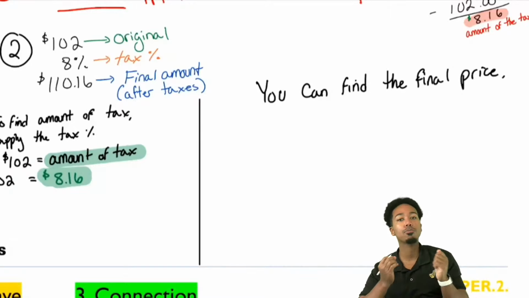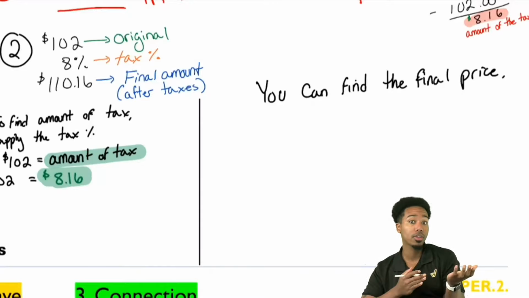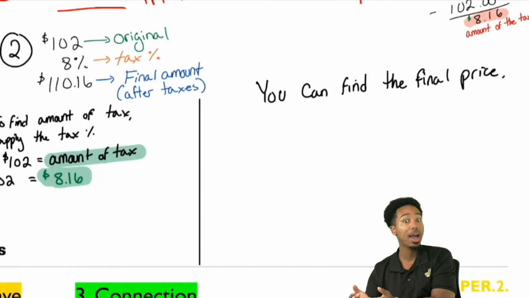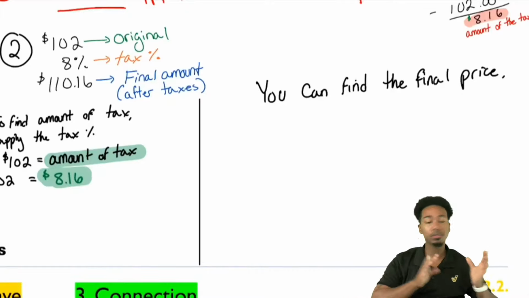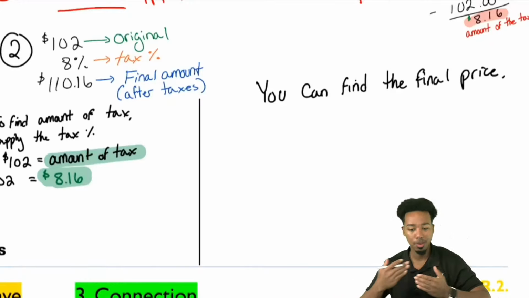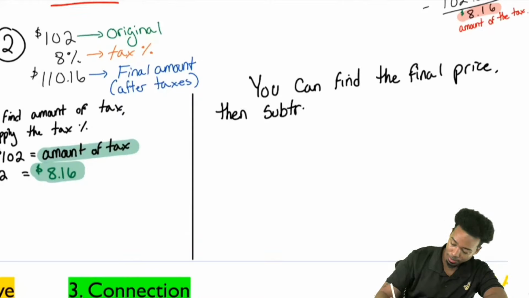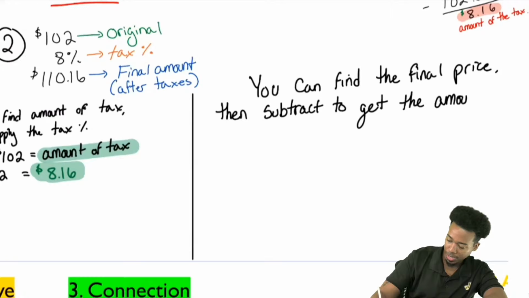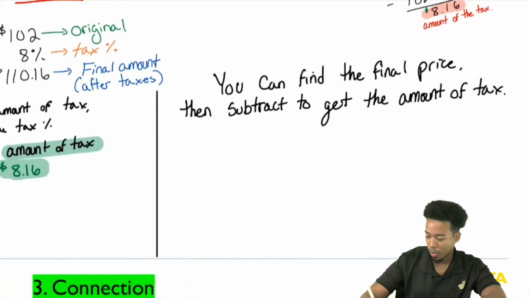It's important for me to show you both of these methods because there's going to be situations where it might be easier to go one way or the other. Or they might actually just ask you for the amount of the tax or discount and not the final amount. Some questions they might ask you for the final amount, not the tax. So you got to make sure you know how to do both. So you can find the final price, then subtract to get the amount of tax. Cool. So write that down, and then we're going to start in a moment.